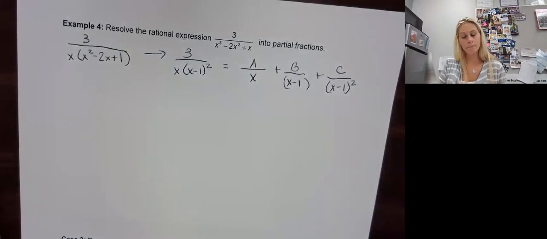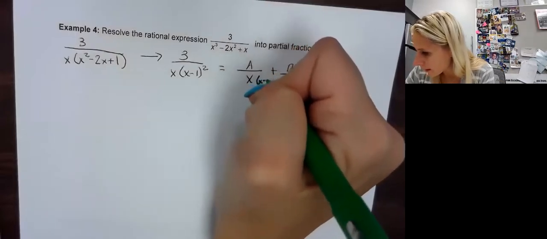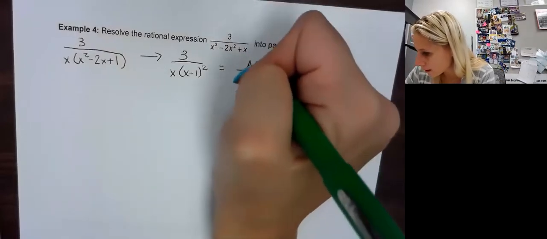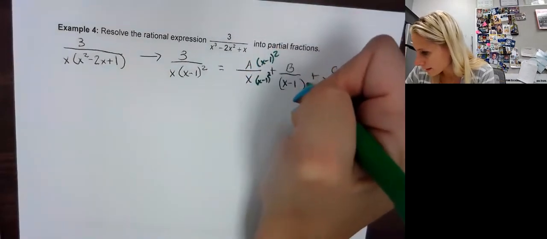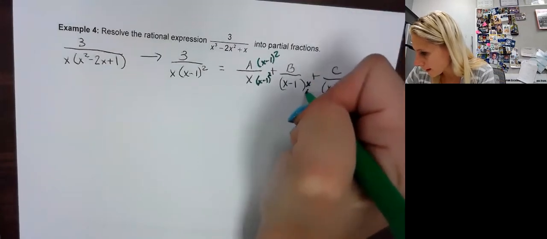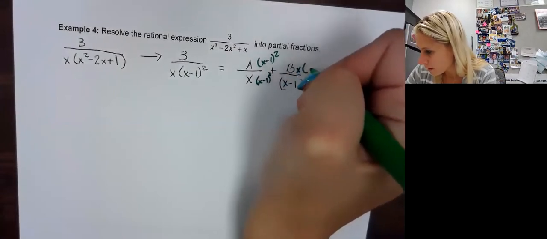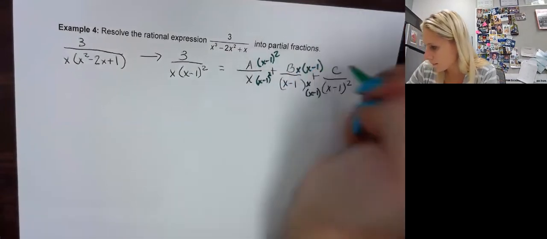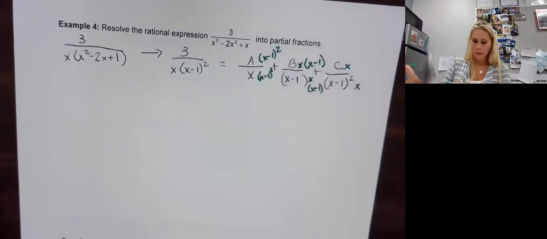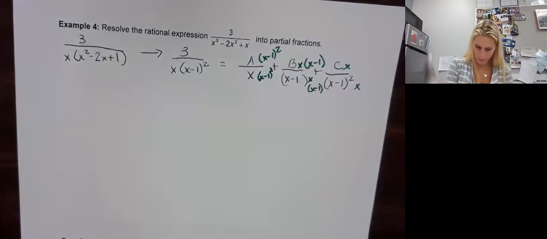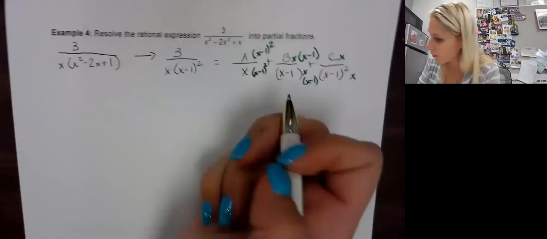Next step, common denominator. So here we're missing an x minus 1 squared. Here we're missing an x and an x minus 1. So x minus 1. And here we're just missing an x. All right. This is getting a little bit crazy, huh? So let's look at what we have.